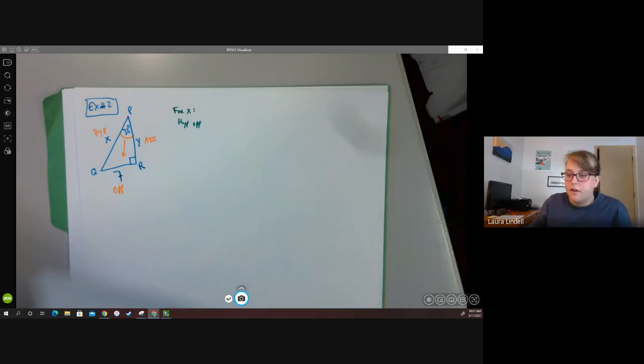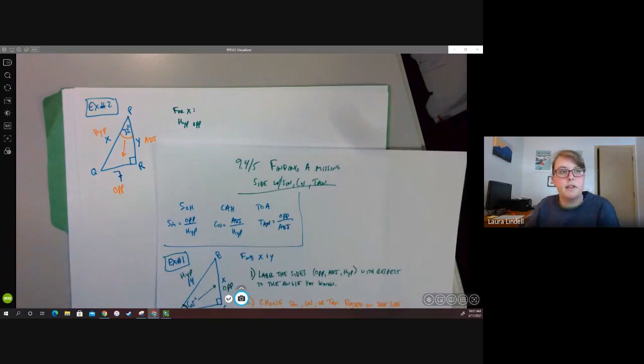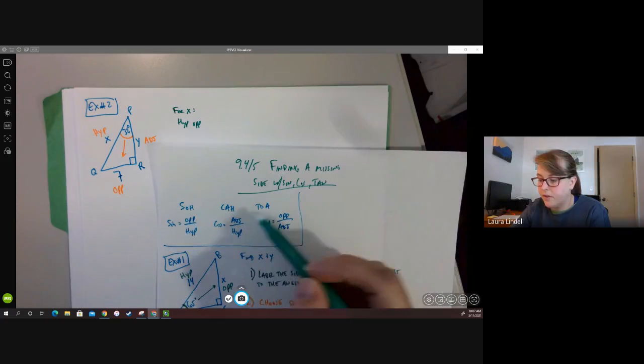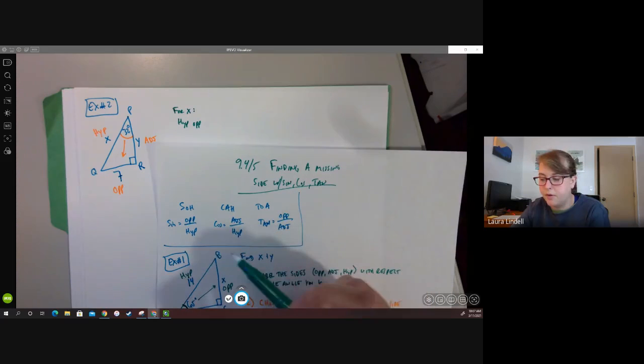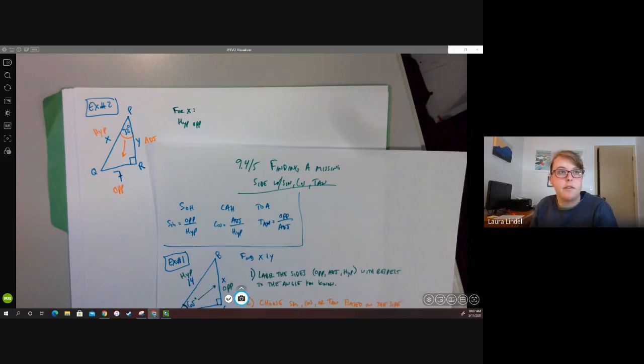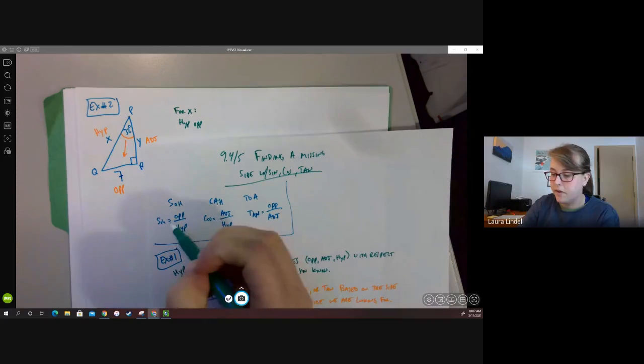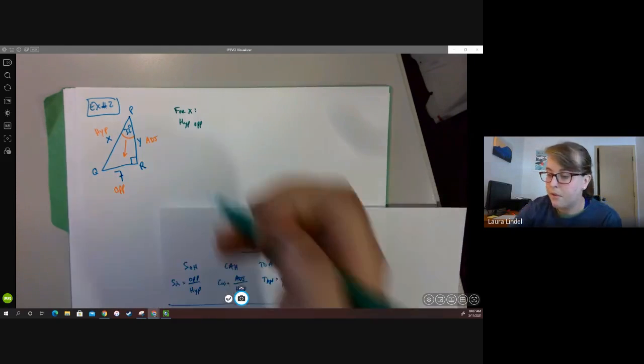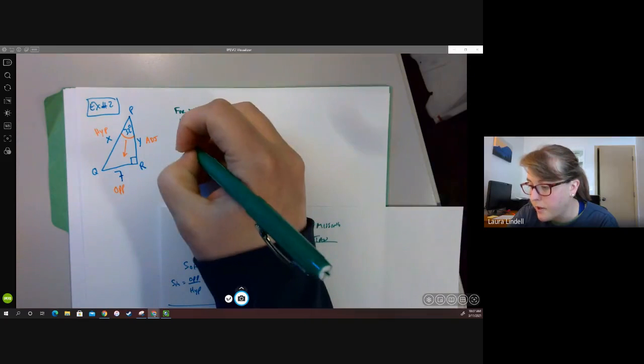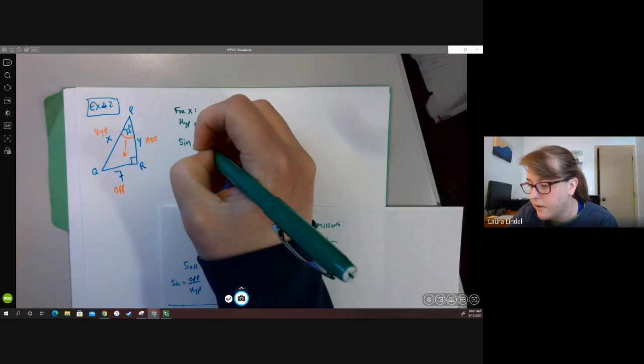Let's look at our notes here. We had SOH CAH TOA. Which of these three, sine, cosine, and tangent, uses opposite and hypotenuse? Exactly. Thanks, guys. Sine uses opposite and hypotenuse, so that means we're going to use sine to find x.